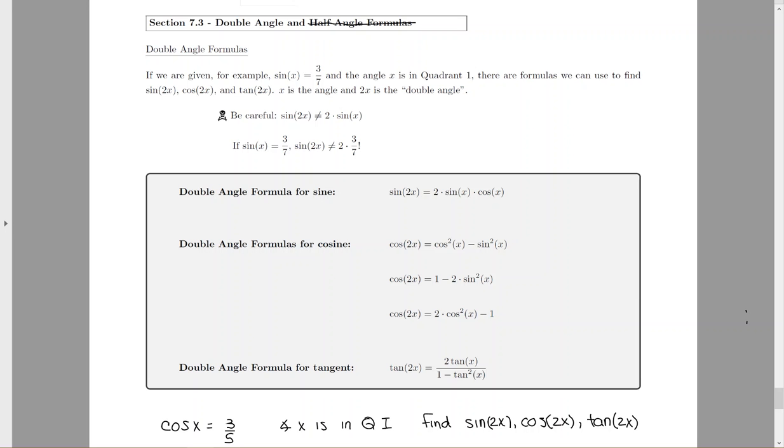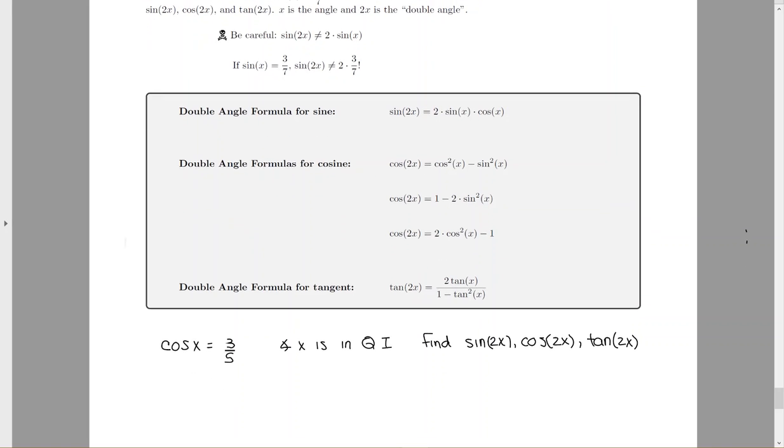Sine of 2x is not the same as 2 times sine x. And the reason for that is on sine of 2x, we're doubling the angle. If you multiply 2 times sine x, you're doubling the ratio. It means two different things. You're not doubling the angle, you're doubling the ratio. So those are not equal.